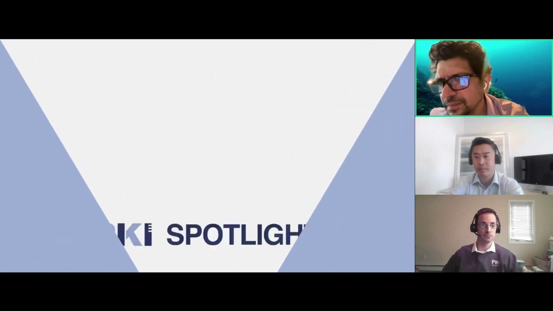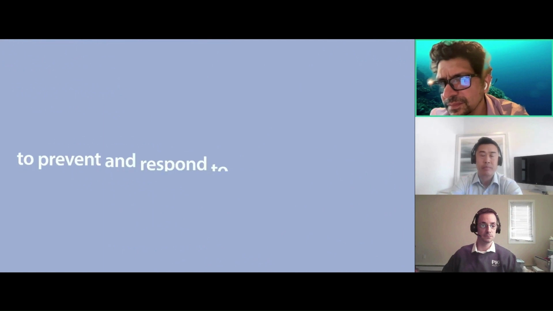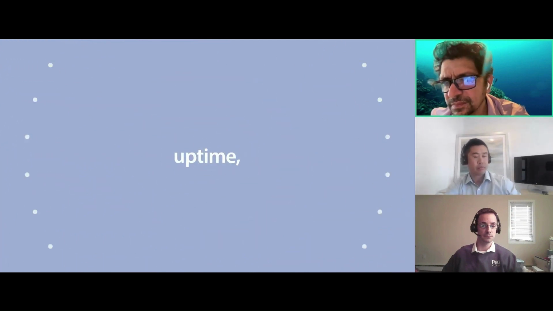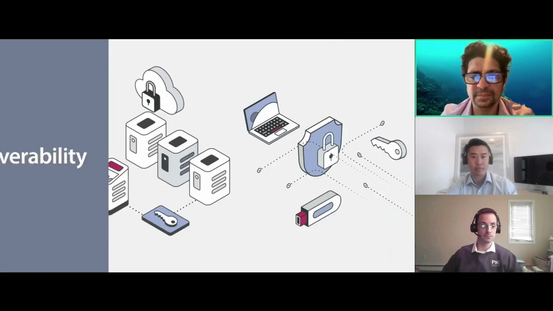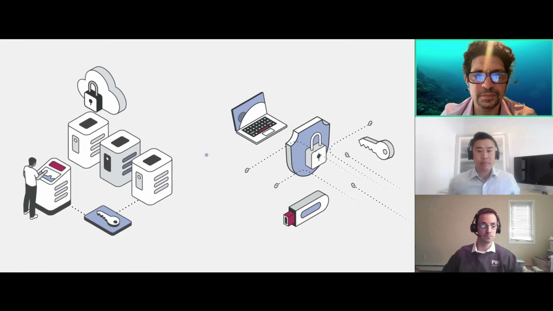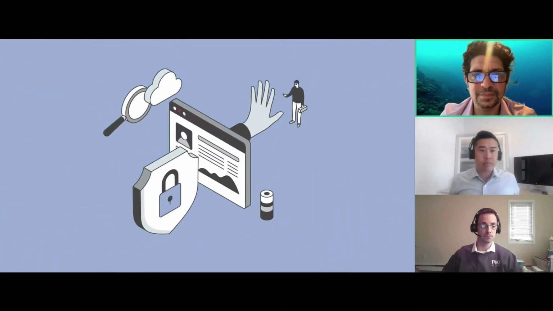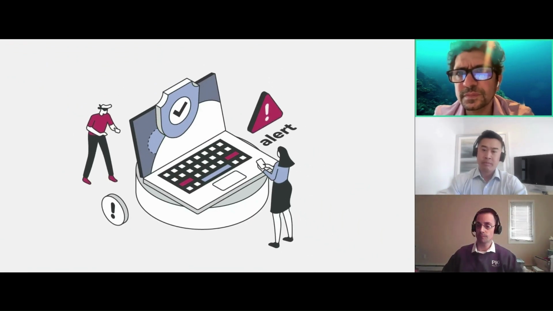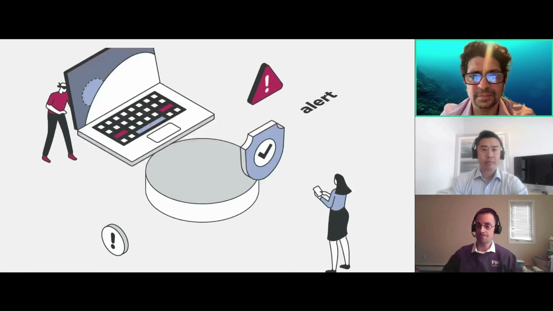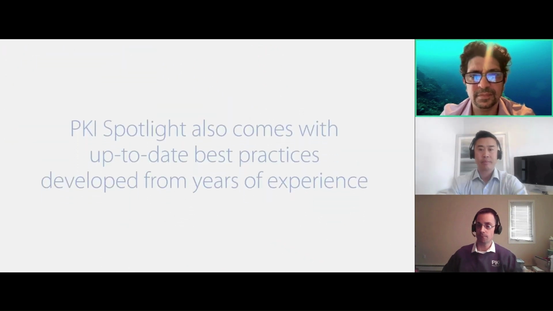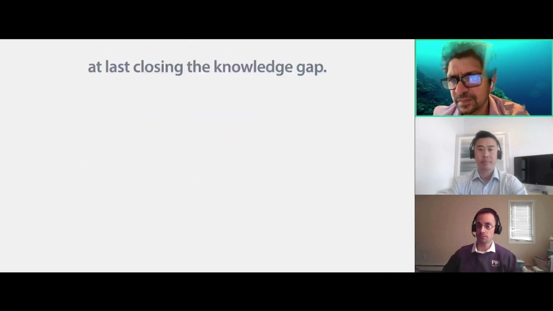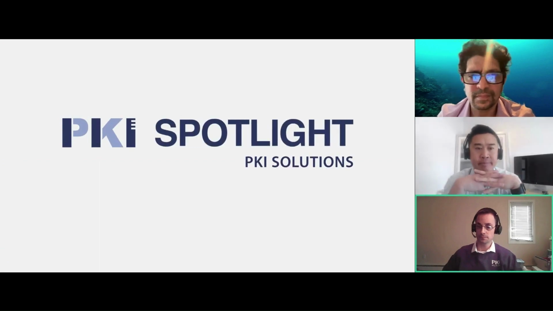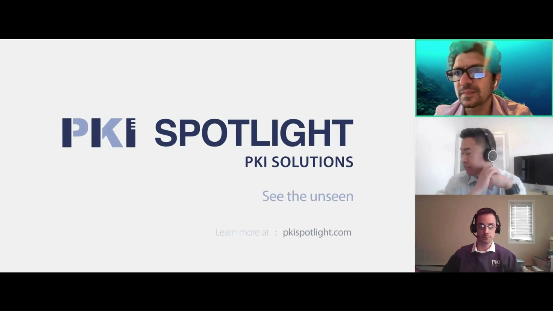With PKI Spotlight from PKI Solutions, you're better equipped to prevent and respond to business disruptions by improving the uptime, availability, and recoverability of your PKIs and hardware security modules. You strengthen your organization's cybersecurity risk profile by gaining visibility into configurations that can impact identity and encryption systems. And you can detect abnormal behavior in your PKI more quickly and accurately and take action. PKI Spotlight also comes with up-to-date best practices developed from years of experience, at last closing the knowledge gap. With PKI Spotlight from PKI Solutions, you finally have what you need to see the unseen.